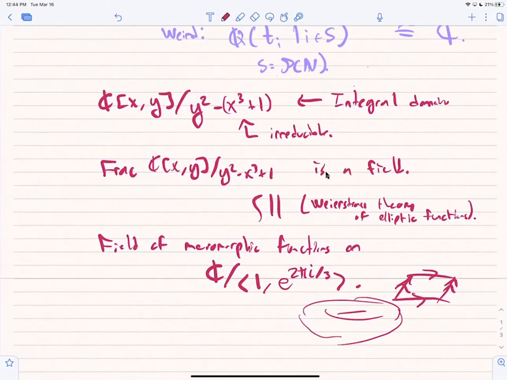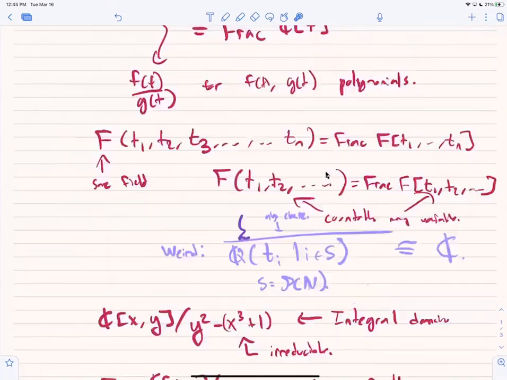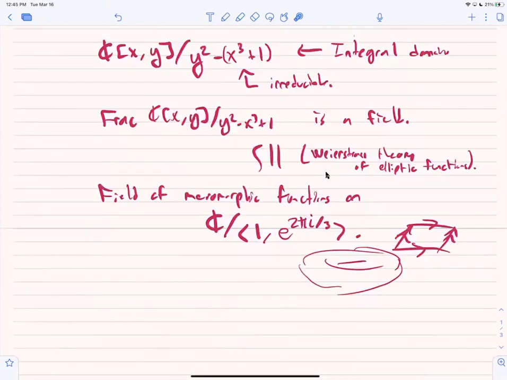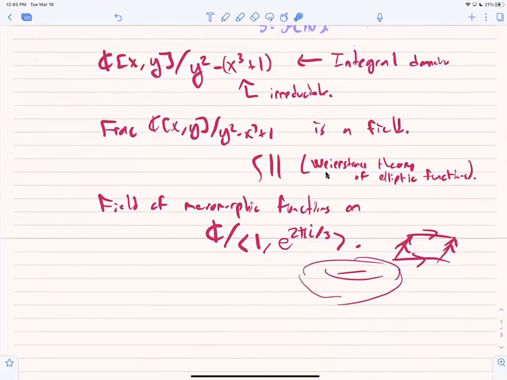And that field of meromorphic functions turns out to be isomorphic to the fraction field of this integral domain. Okay, and this object is called an elliptic curve, and it's a very important basic object that has a lot of different perspectives on it in number theory and complex geometry.